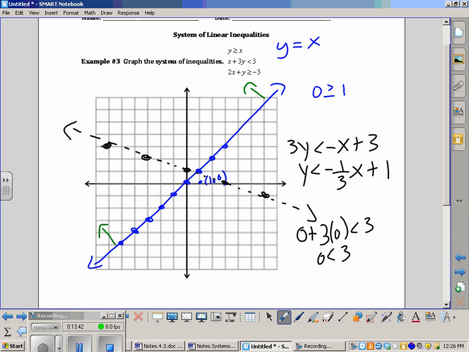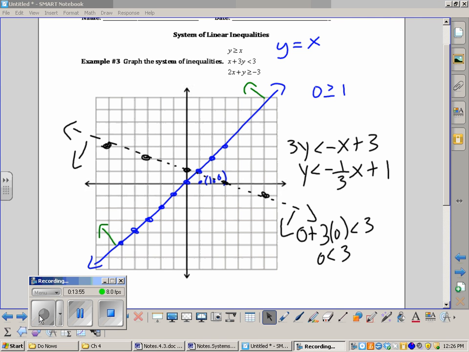Three is greater than 0. So we're going to shade down below the black line. Okay, I'm going to pause here. Okay, now we have one more line to do. What do you guys want to use, green or, let's use red.